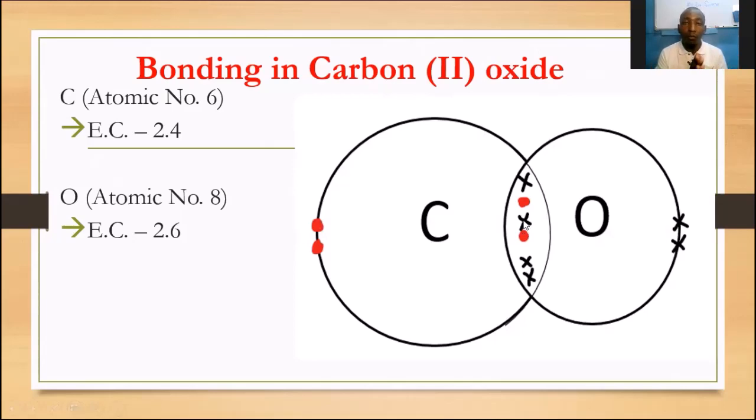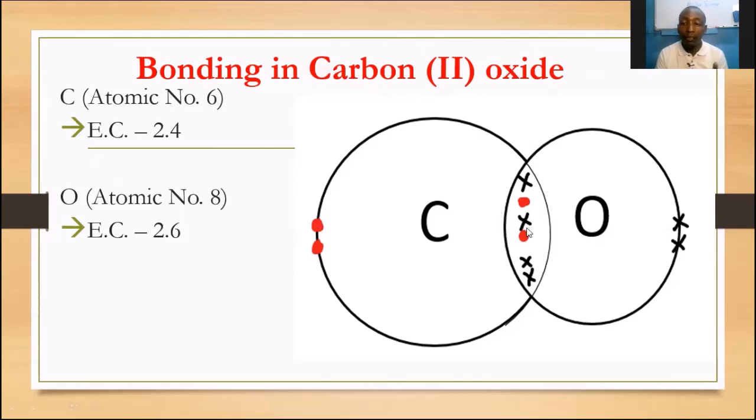Because what is a covalent bond? It is a bond formed by sharing of electrons, whereby the electron pair shared comes from both. That is, each atom contributes 1. So this is an ordinary covalent bond. This is another ordinary covalent.